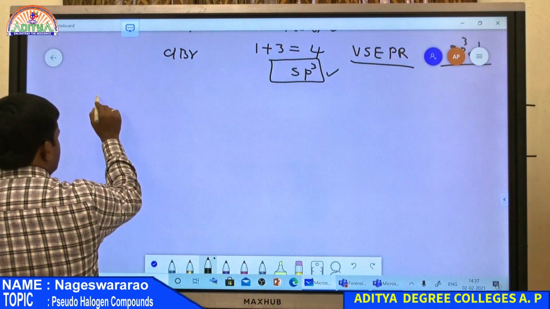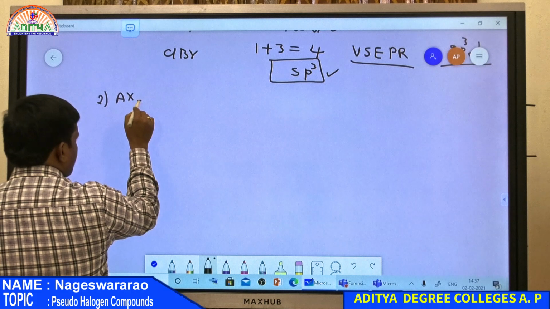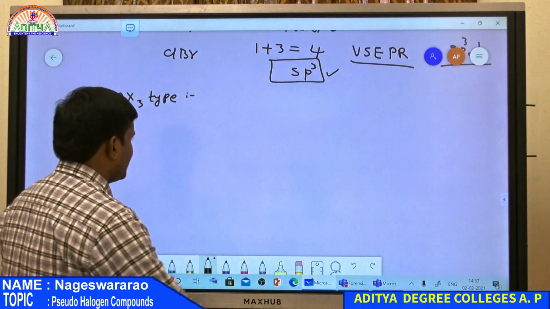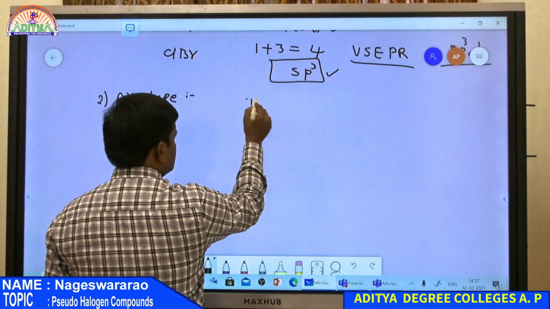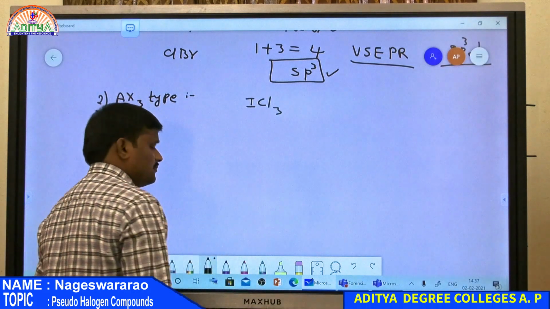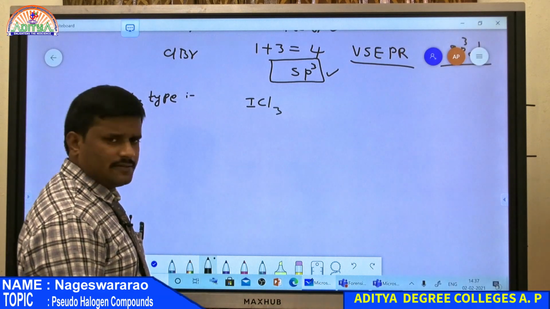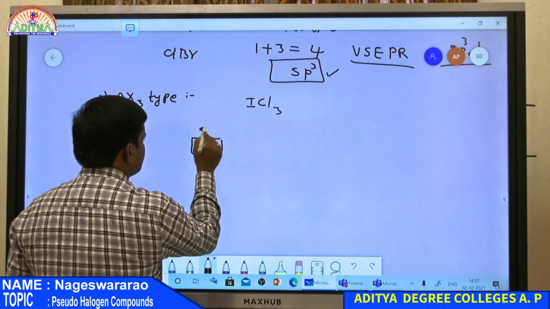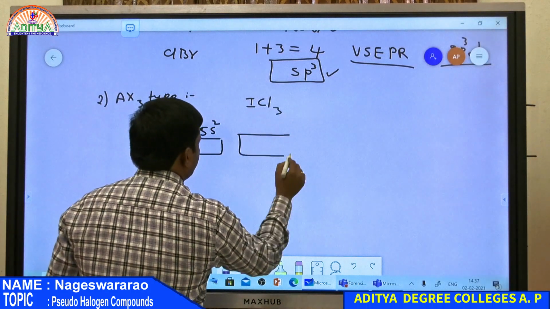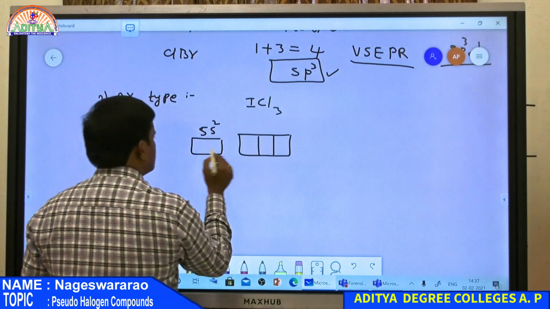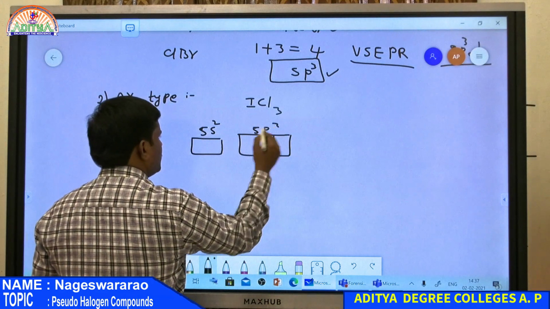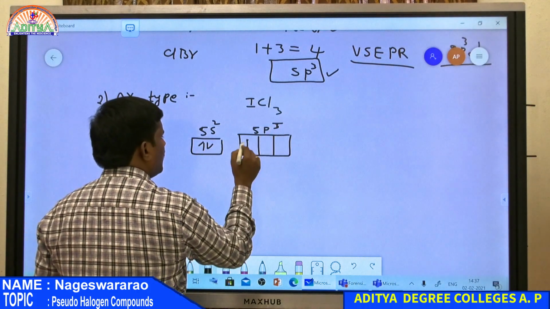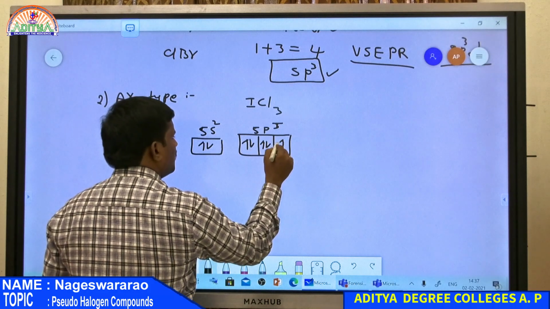AX3 type interhalogen, second one. Structure of AX3. Again consider the example of iodine, that is ICl3. Here the central atom is iodine. Its electronic configuration is 5s2 5p5. So 2 electrons are present in the s orbital and 5 electrons are present in the p orbital.